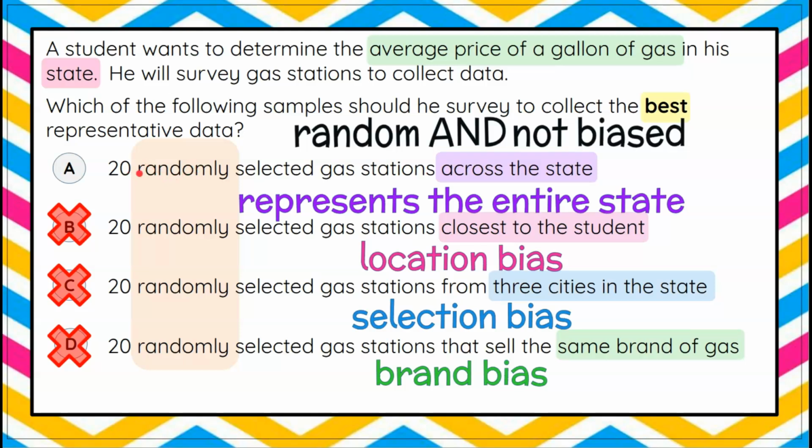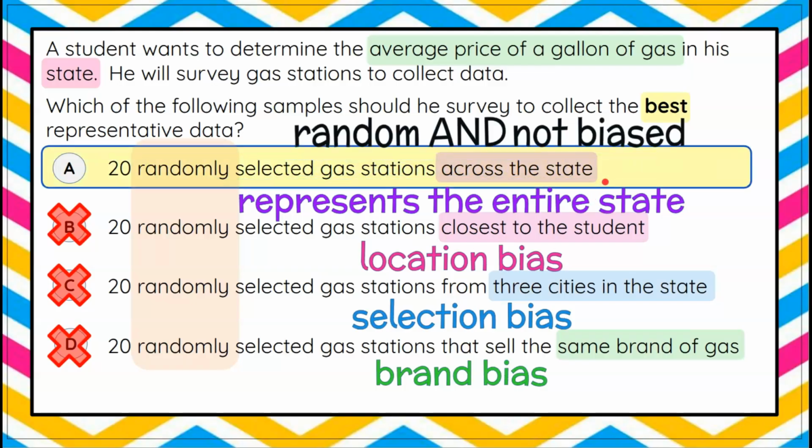A is random, it's not biased, and it's most likely to represent the average price of gas in the entire state. So there you have it. 20 randomly selected gas stations across the state is our best representation of the data.